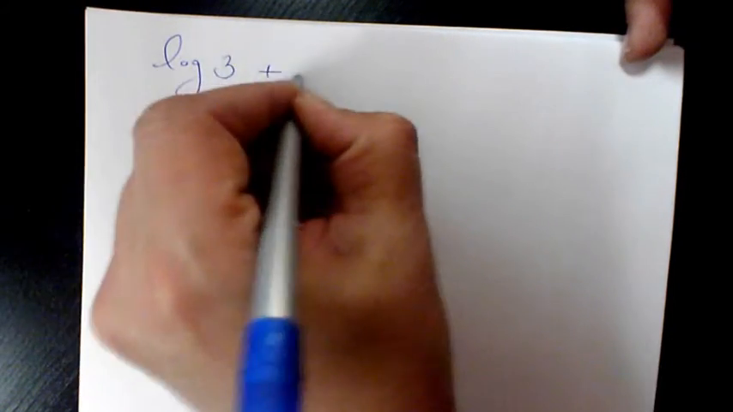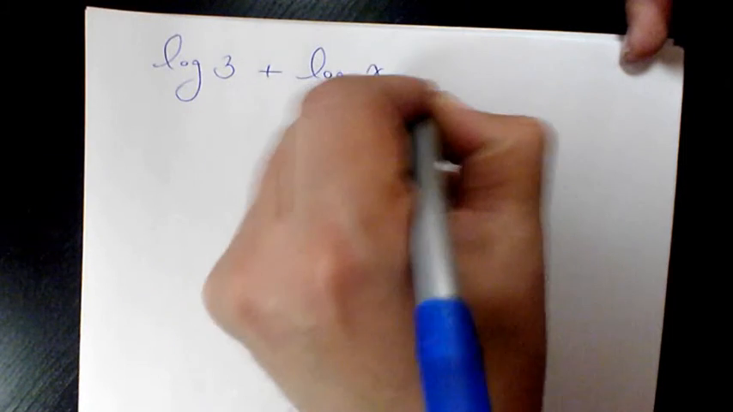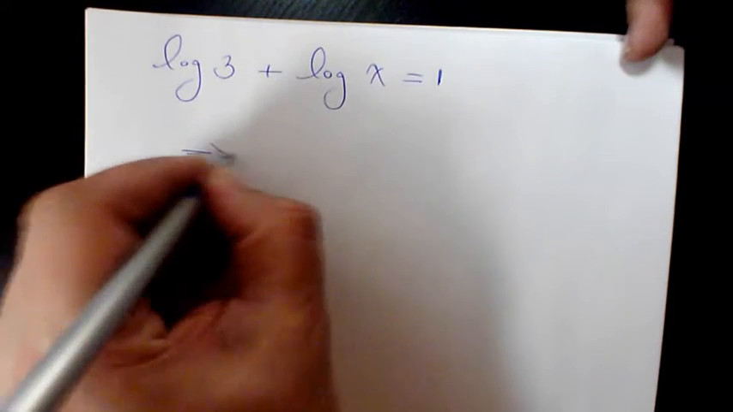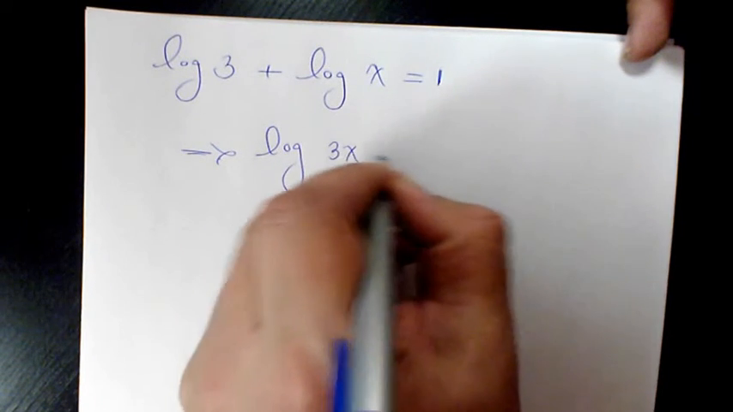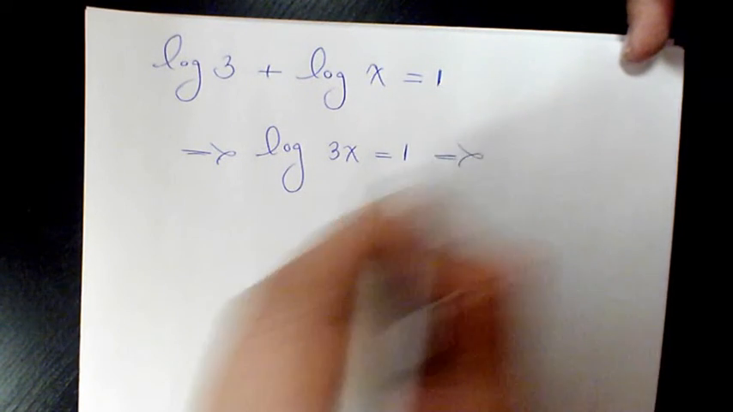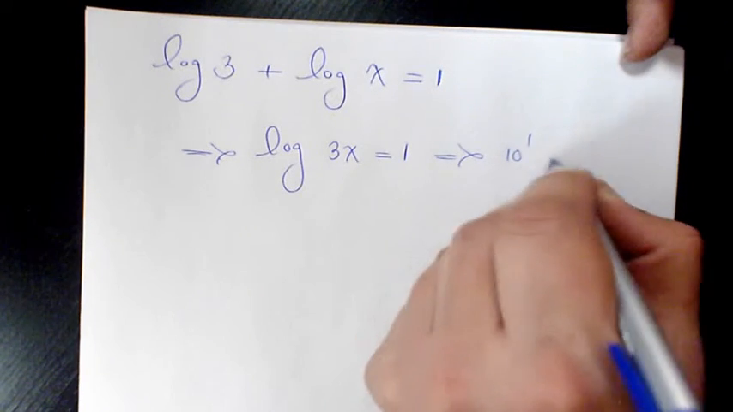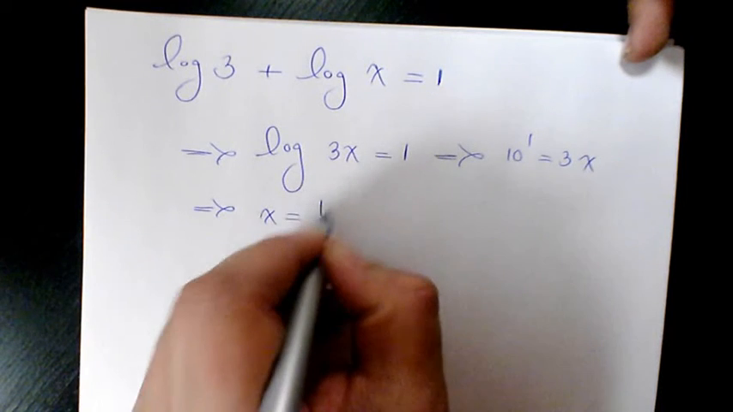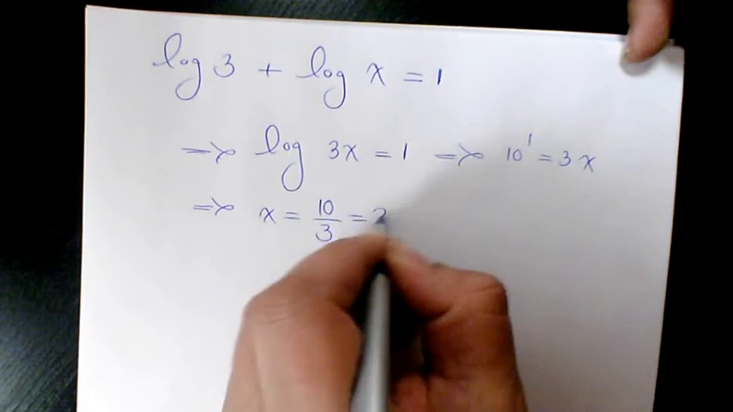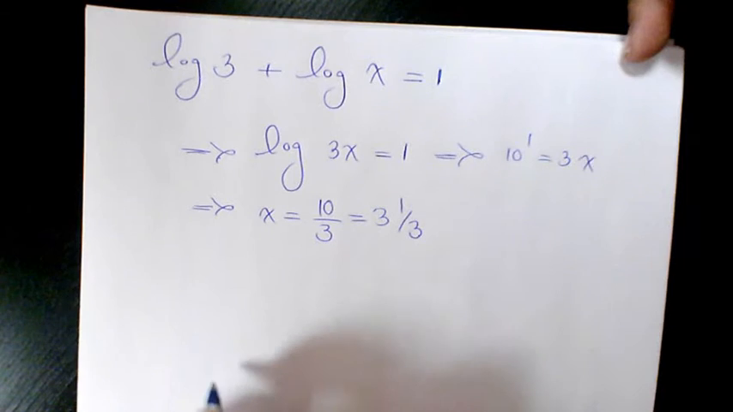Next example. Log 3 plus log x equals 1. So in the same method, I can write it as log 3x equals 1. Therefore, 10 to the power of 1 equals 3x. And I can say x equals 10 over 3, or 3 1/3.